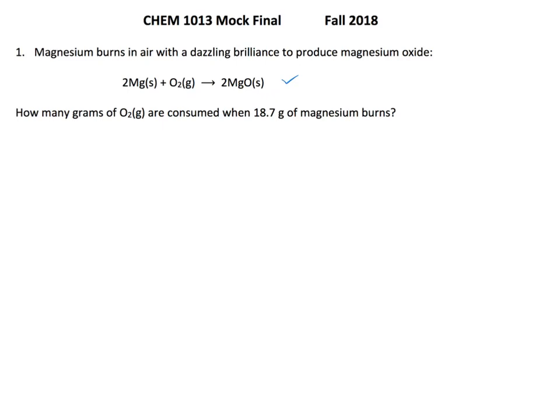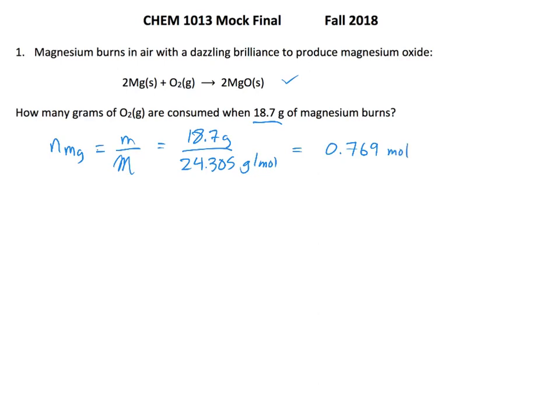First thing we need to do is convert our grams of magnesium into moles, because for stoichiometry we always deal in moles. So our moles of magnesium will be equal to the mass of magnesium over the molar mass, which is 18.7 grams, divided by the mass from the periodic table, which is 24.305 grams per mole, 0.769 moles.